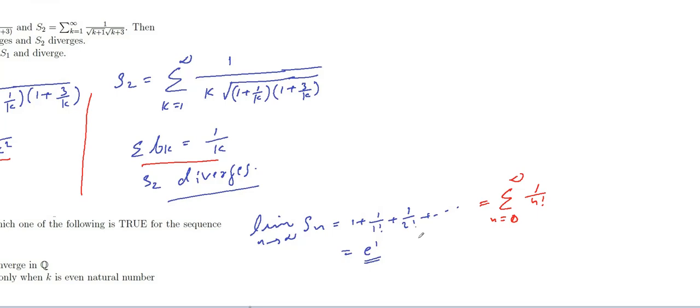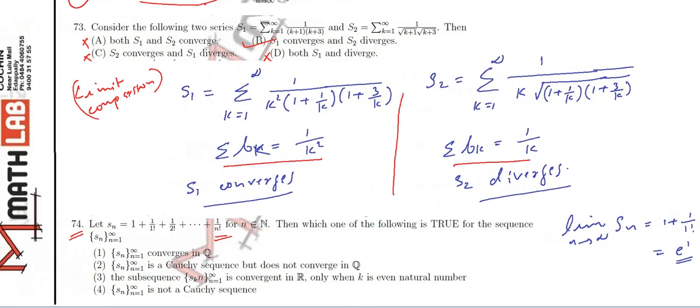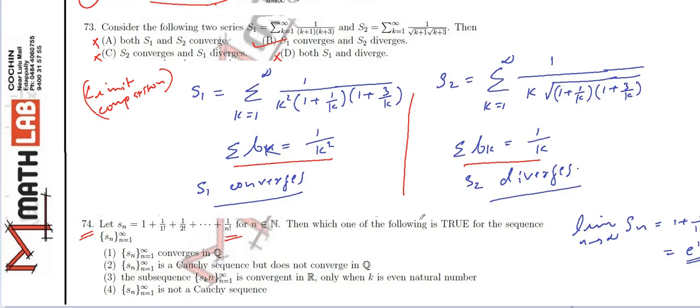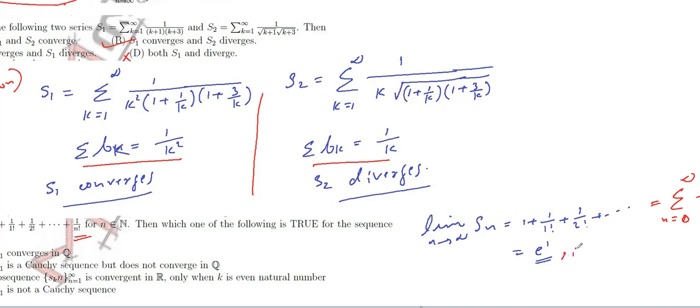Actually, this is nothing but e to the power 1, the standard expansion, right? You go for the expansion of e to the power x, where you put x equal to 1, and you will get e to the power 1. Sigma 1 by n factorial is e. So yeah, the answer is e. So Sn converges in R. E is an irrational number, right? E is irrational, so you cannot write that as a rational number p by q.